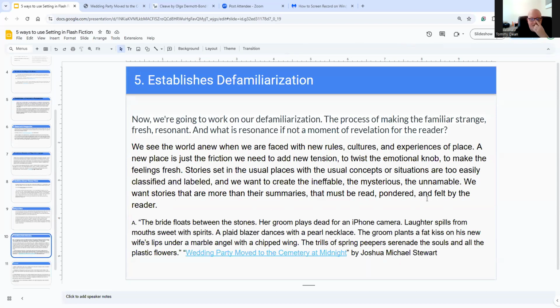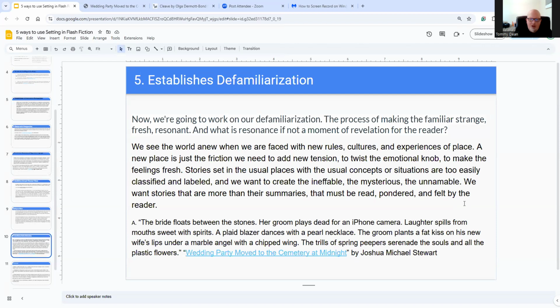So what I love about this story is that a wedding taking place in a cemetery is just this weird foreign idea. But Stewart, in such a small space, makes me feel like I'm right there with them. We've got just the little changes, right? The bride floats between the stones. That doesn't happen at a traditional wedding. But we can imagine or visualize it as she is coming through the graveyard.